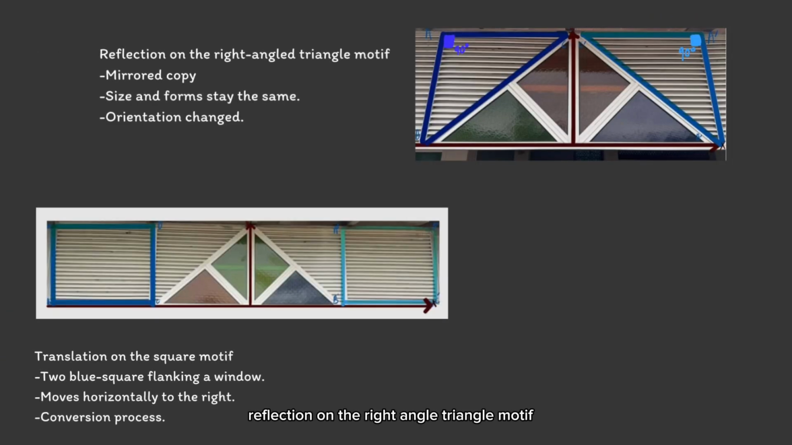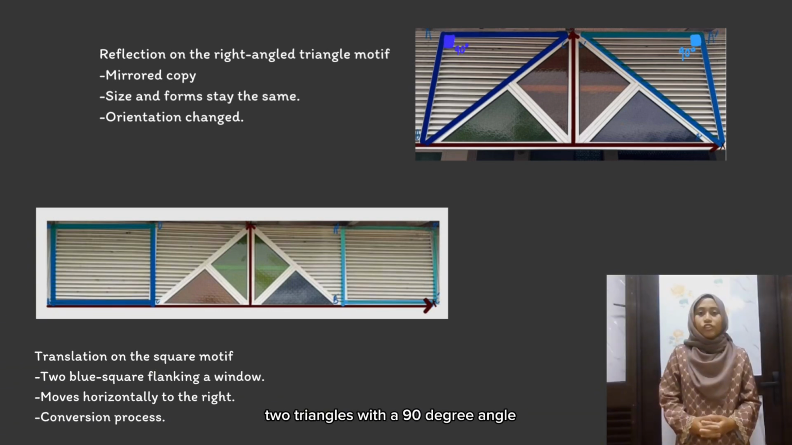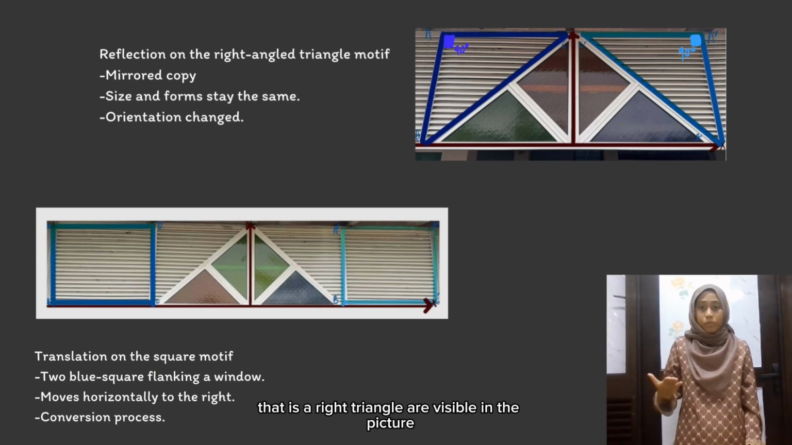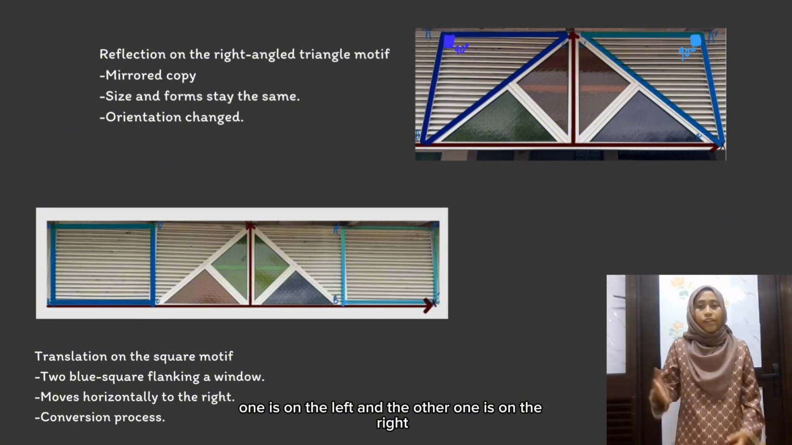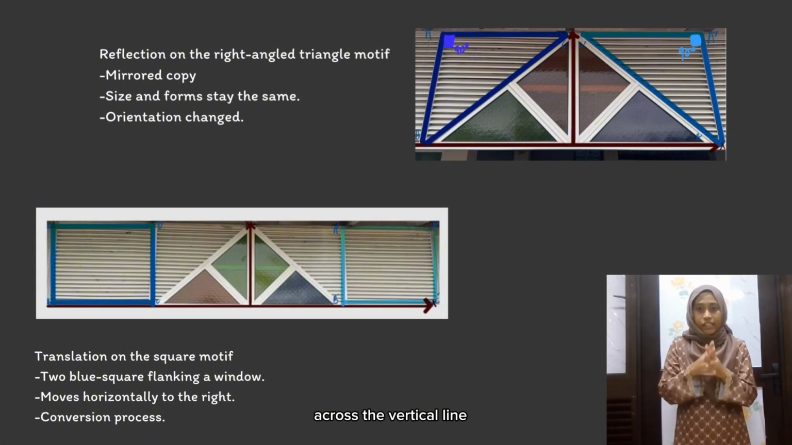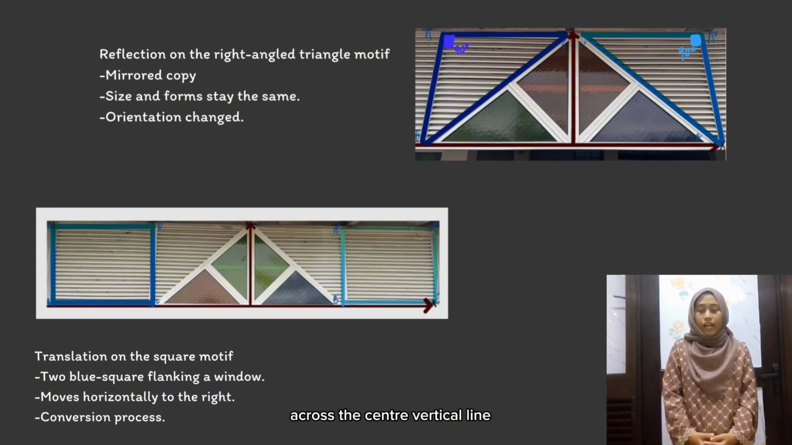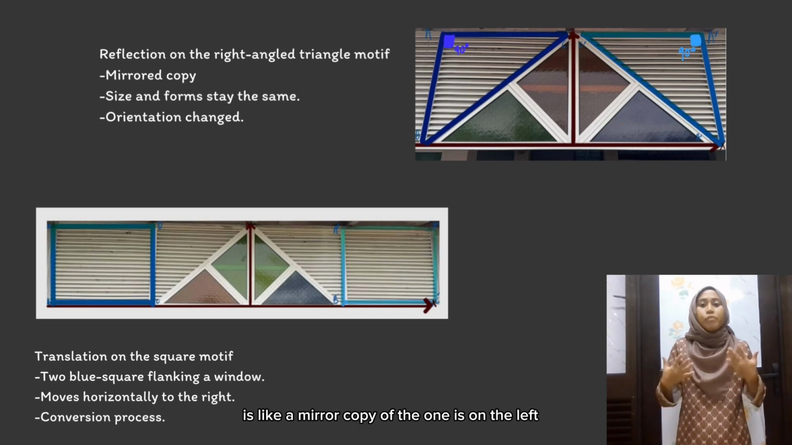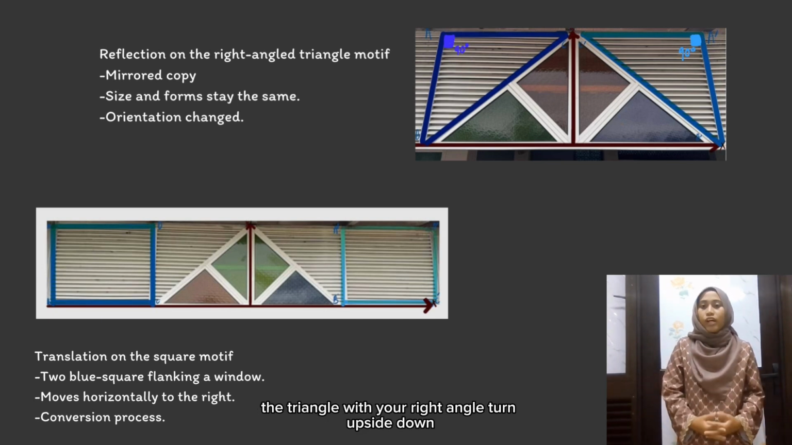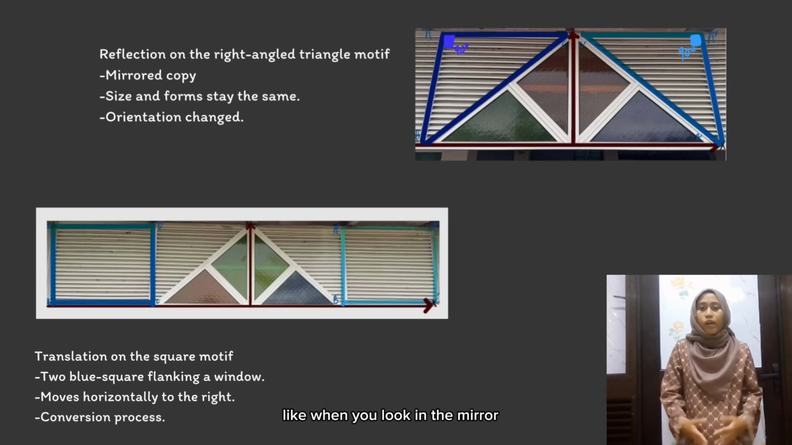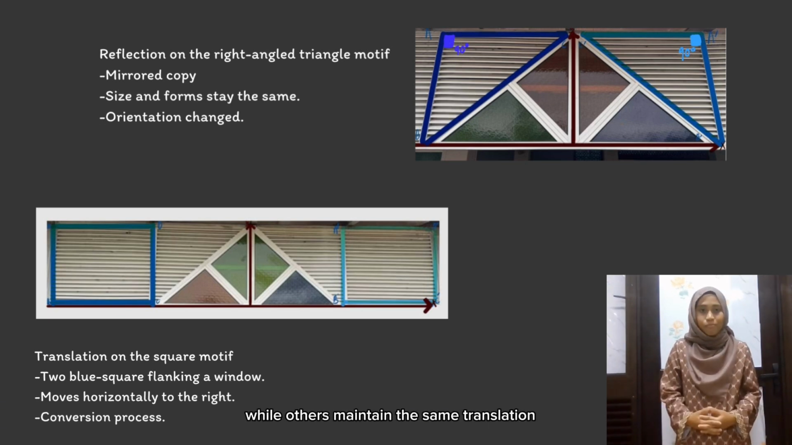Reflection on the right angle triangle model. Two triangles with a 90-degree angle, that is, right triangles, are visible in the picture. One is on the left and the other is on the right, across the vertical line. Across the center vertical line, the right angle triangle on the right is like a mirror copy of the one on the left. The triangle with a right angle turns upside down, like when you look in the mirror, yet the size and form stay the same. Only the orientation has changed while the others remain the same.